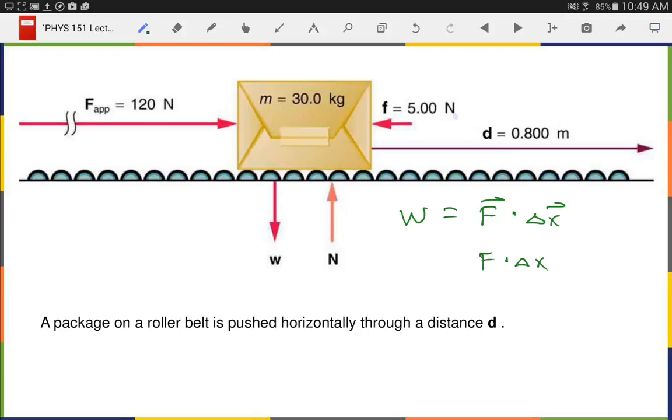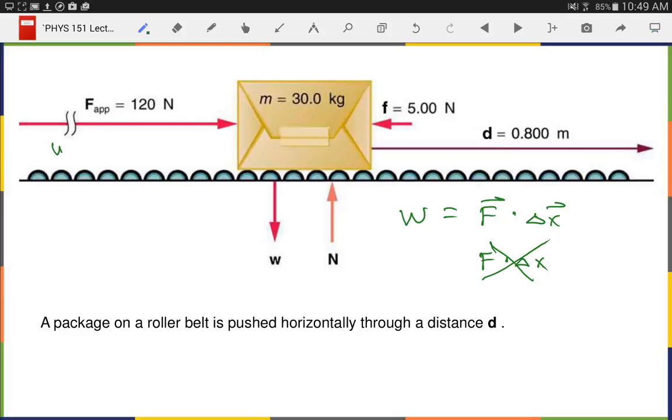Now, for the force applied and the force of friction, we would get the same answer, but the force of gravity, the weight, would have given us a non-zero answer if I wrote the equation this way. Right? So this equation is incorrect that way. It would have given you something other than 0 because it doesn't take into account directions.